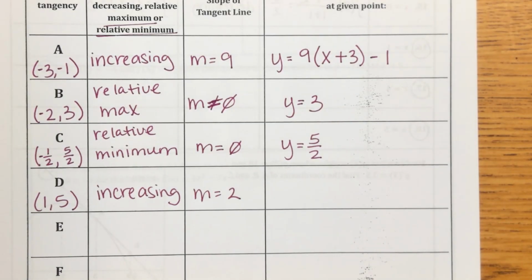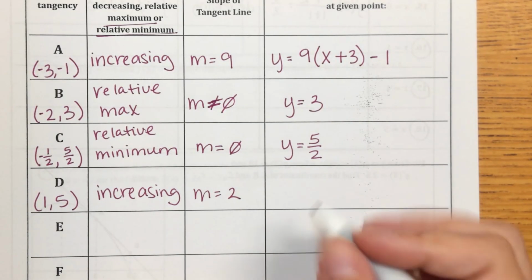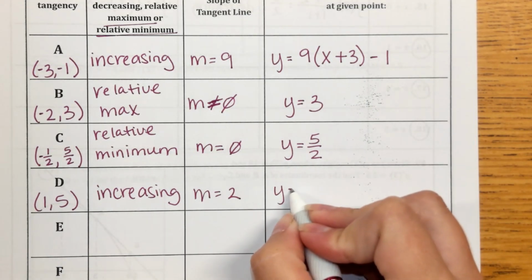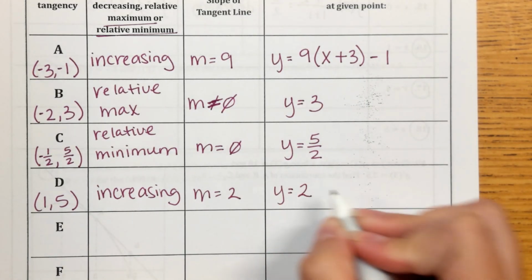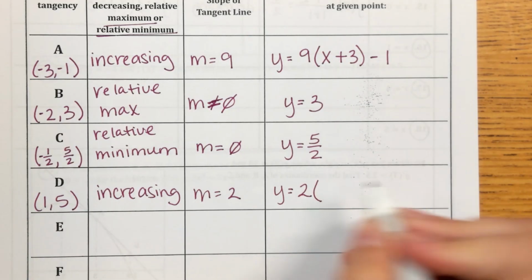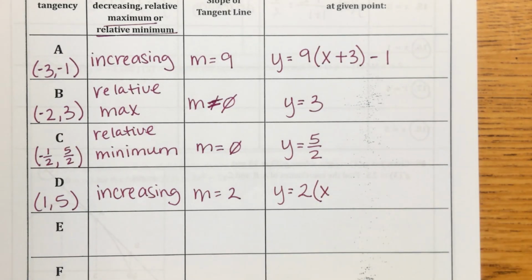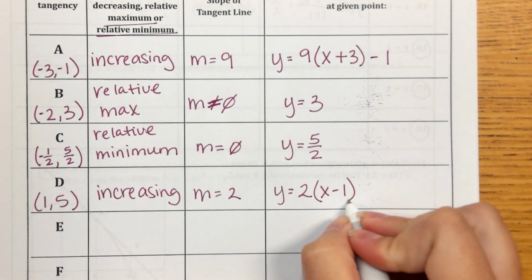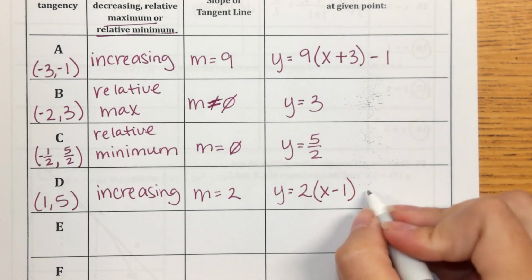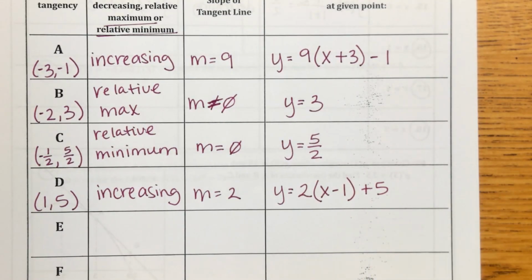So now we have a point, we have our slope, so we're going to write out our equation here. So we have y is equal to our slope, which is 2, times x minus x1, which is 1, so x minus 1, plus our y, which is 5.